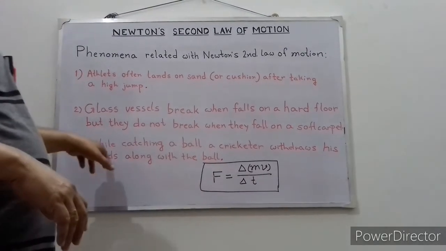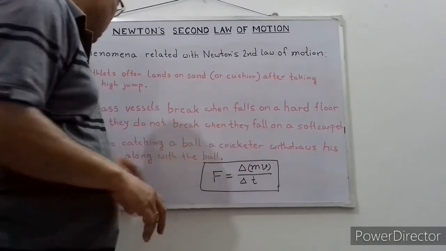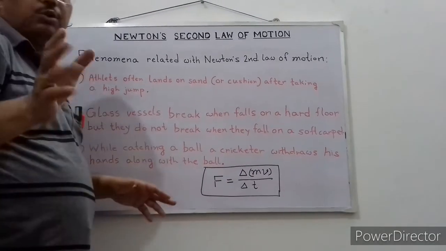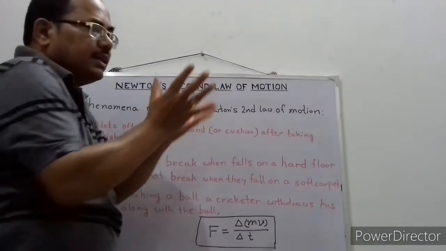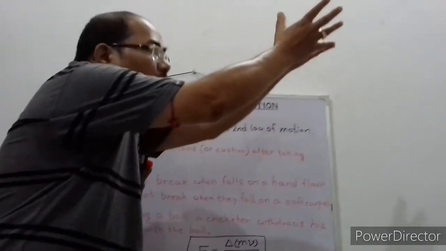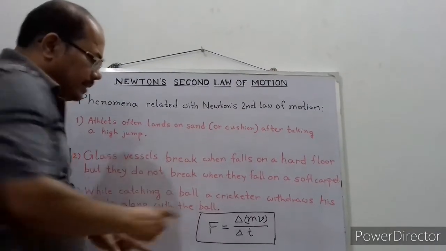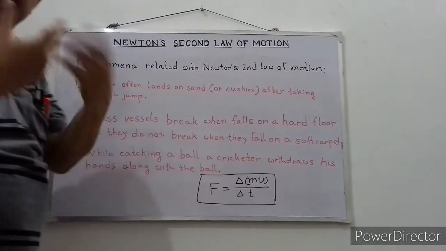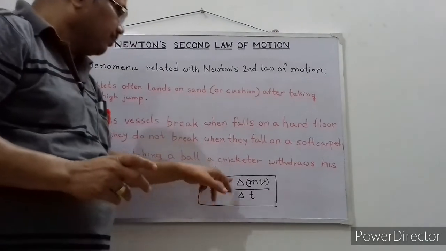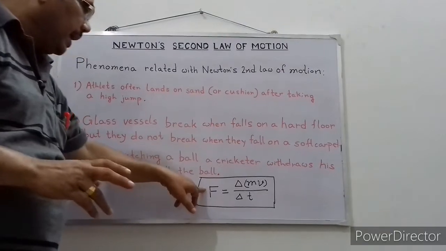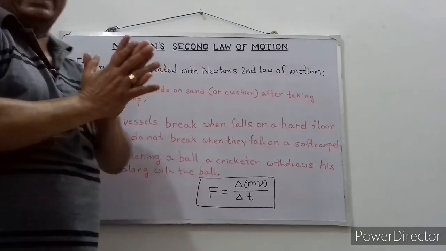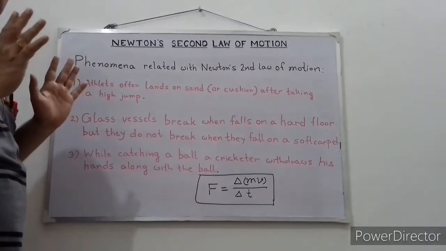The third point, while catching a ball, a cricketer withdraws his hands along with the ball. You might have noticed that a fielder used to catch the ball in this way. That means he moves his palms along with the ball so that the time delta t is increased. That means his intention is to reduce the rate of change of momentum and to reduce the force so that his palm is not injured.